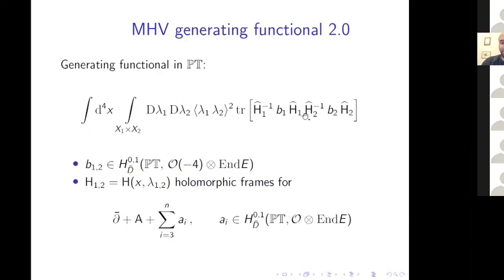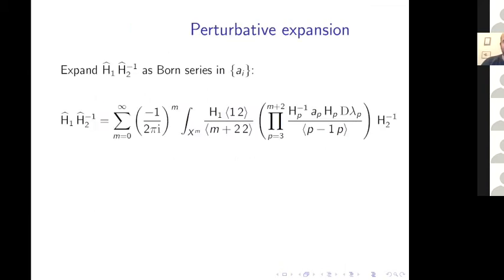And the idea is we want to perturbatively expand this generating functional, the little a_i's, while keeping the big A fixed. So that's our non-perturbative background. Now, you can do that by expanding conjugations of these holomorphic frames as a Born series in the little a_i's. That's a straightforward exercise. You get some formula that looks like this.